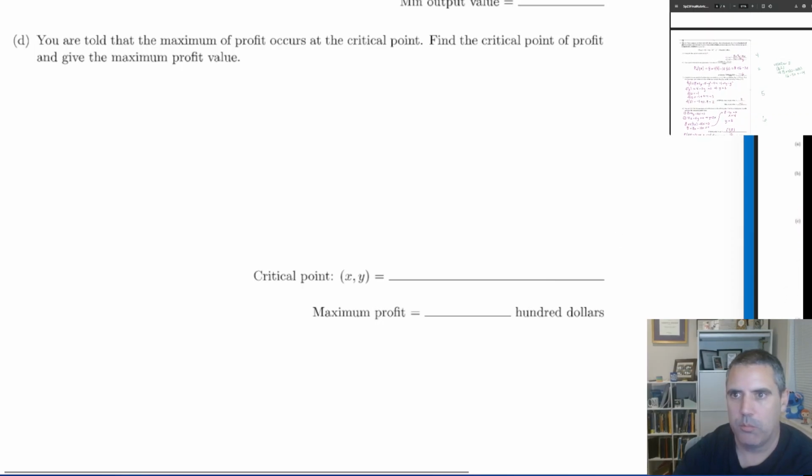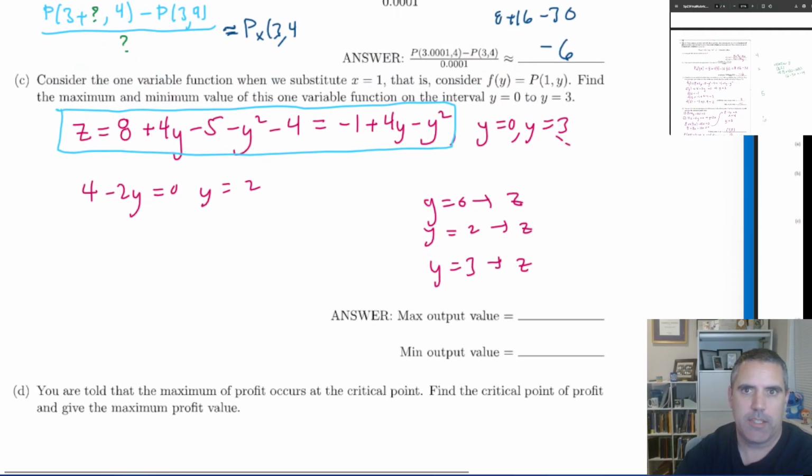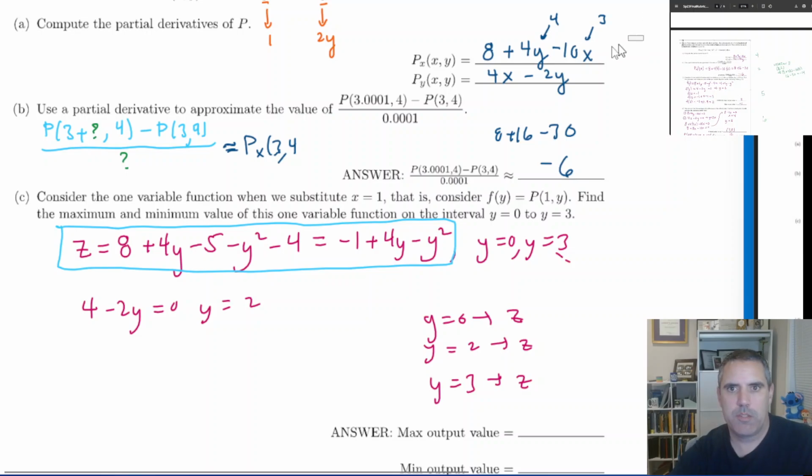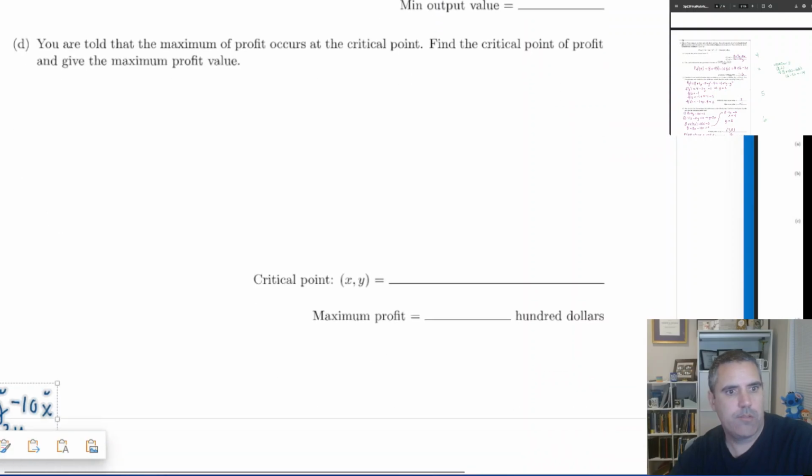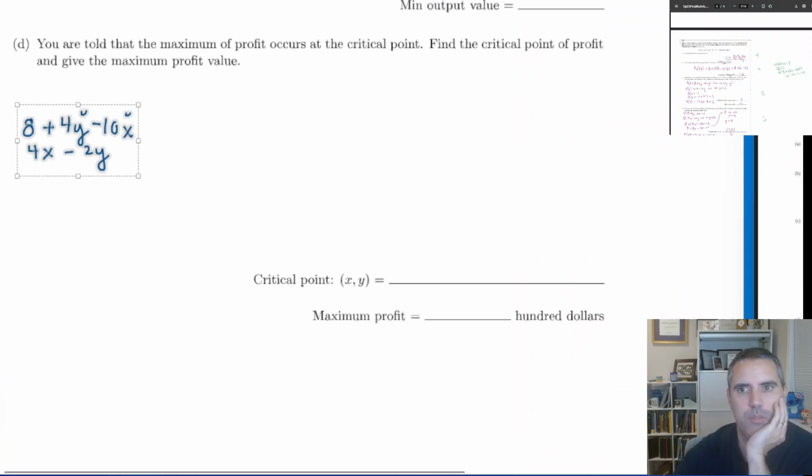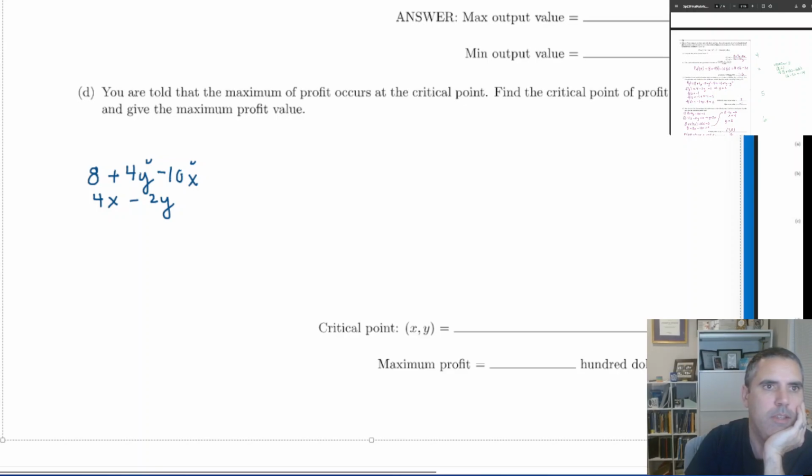Finally, you have to find the critical point. So let's play that game. Let's grab our partial derivatives and see what we get. And we're going to set them both equal to 0. And just a chance to combine and solve.